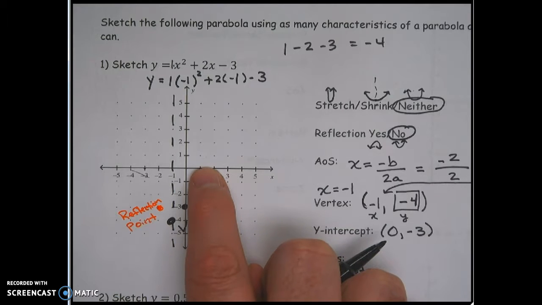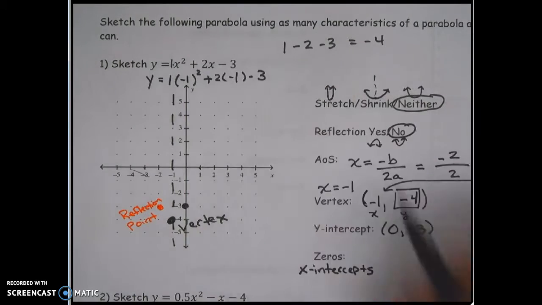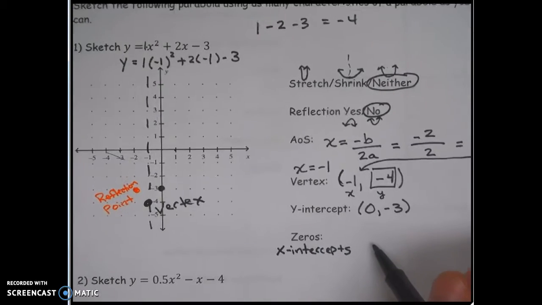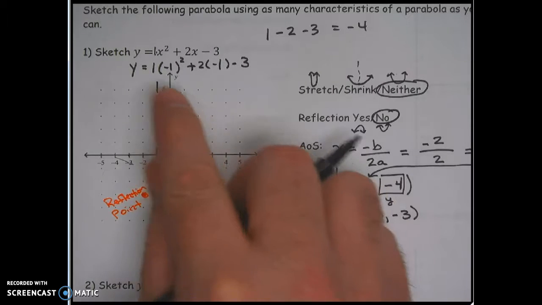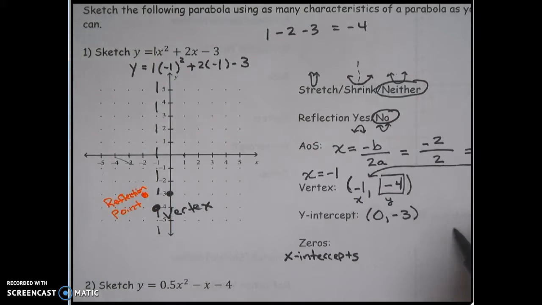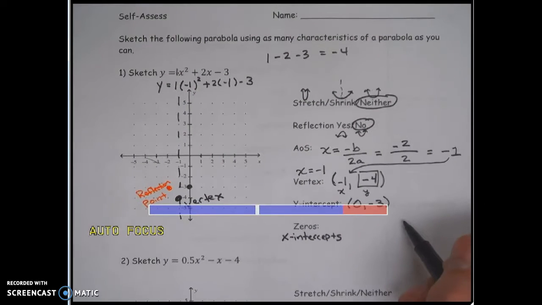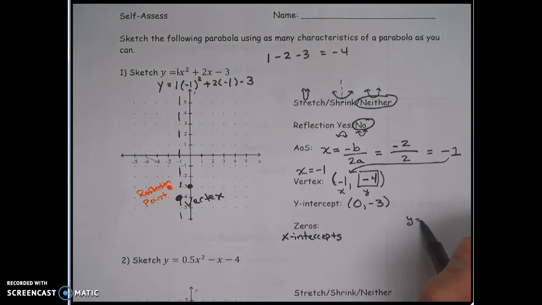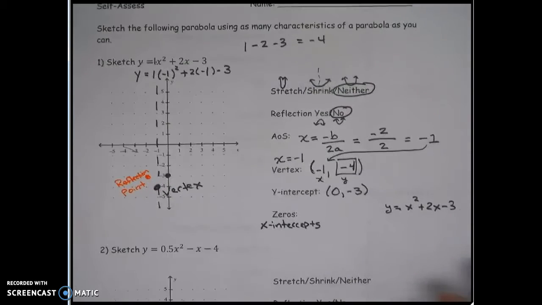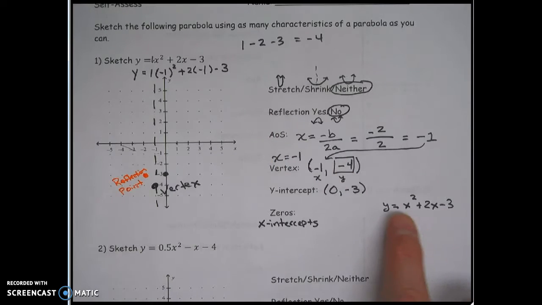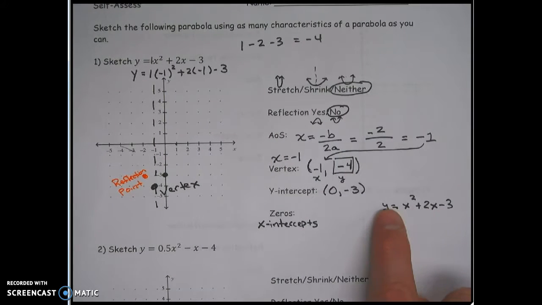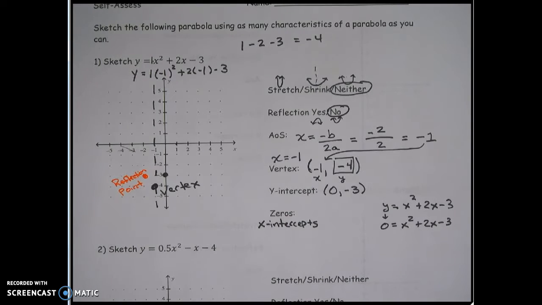But these points are going to have an x value, and they're going to have a y value of 0 because there's no height. And so when I look at trying to find my zeros and x-intercepts, I want to find when my y value is equal to 0. So if you look back at this equation, y is equal to x squared plus 2x minus 3, that was my original equation. I want to know what x's make the y turn into 0. So I'm going to set y to 0, and I'm going to solve it using the solving techniques we learned in the last unit.